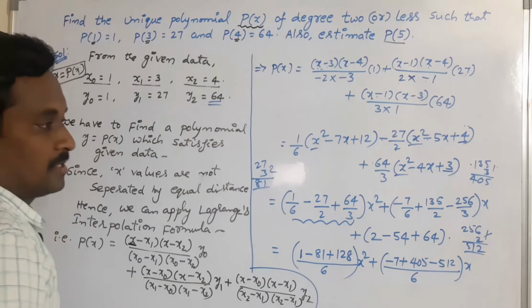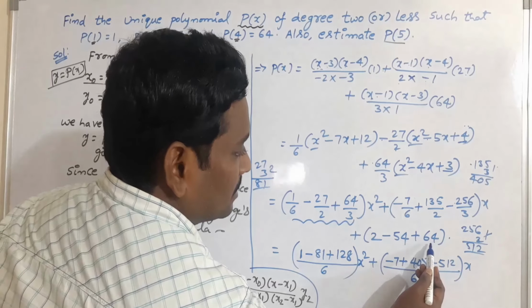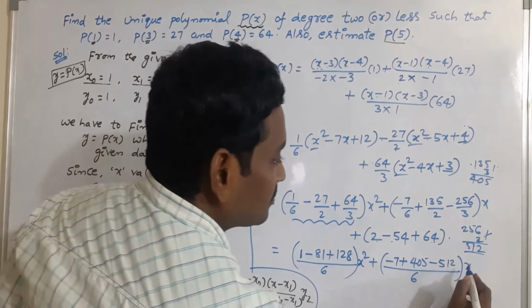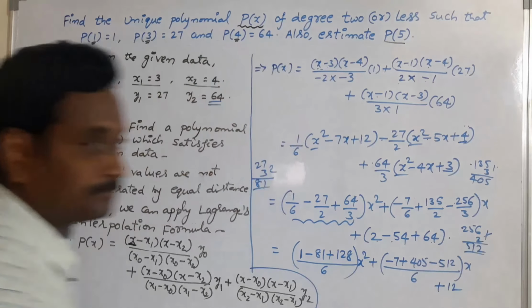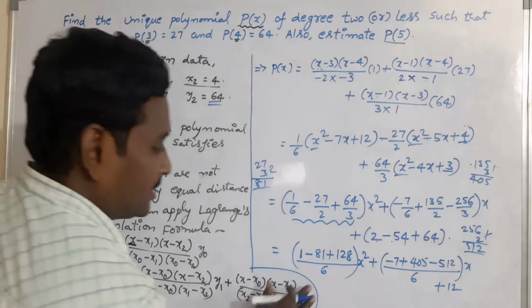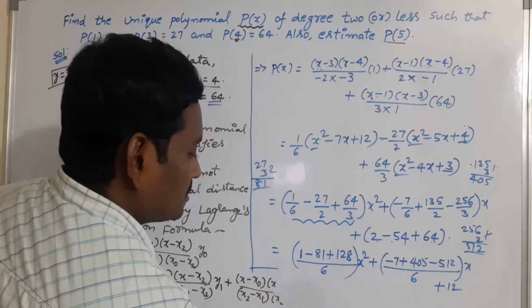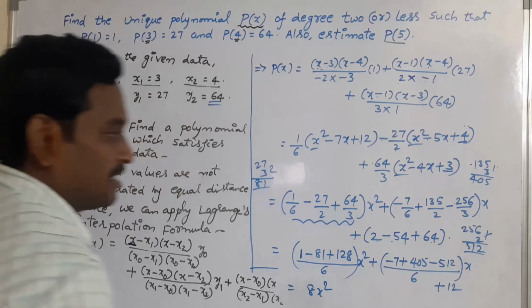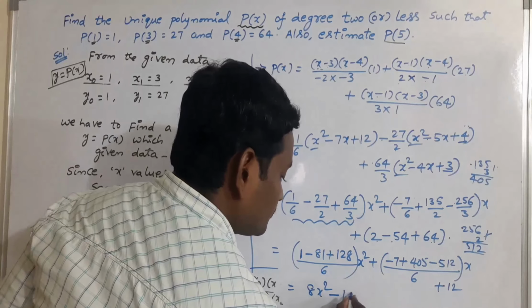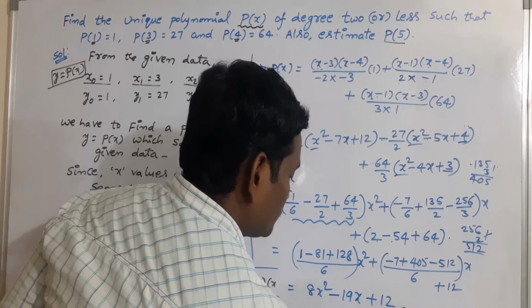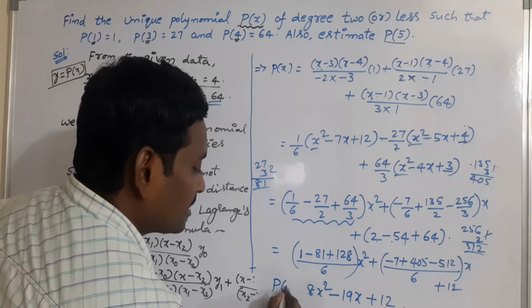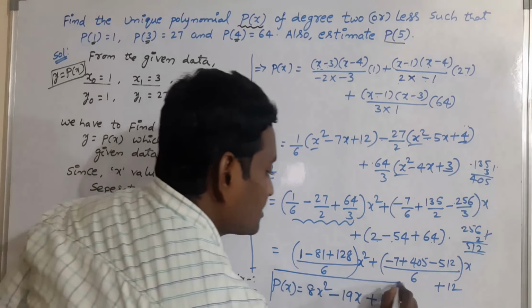And finally, what is the constant? So 64 minus 54 becomes positive 10, 10 plus 2 is 12, constant is simply 12. Okay, and what about this one? So by using calculator, it becomes 8x square, and this becomes negative 19x plus 12. So this would be the required polynomial which satisfies the given equation.